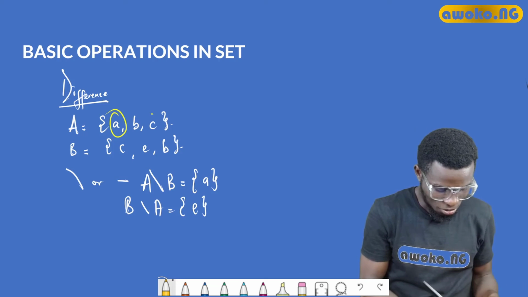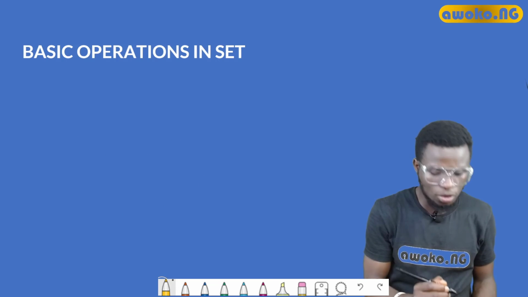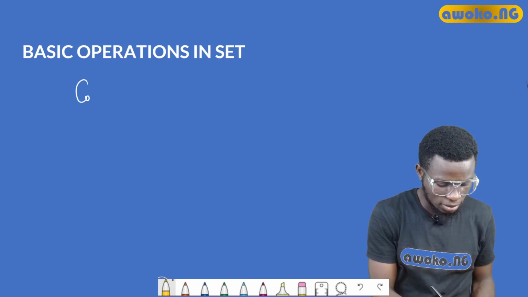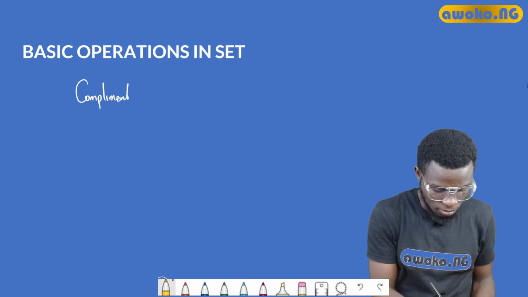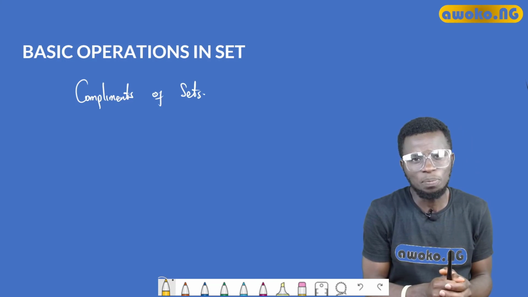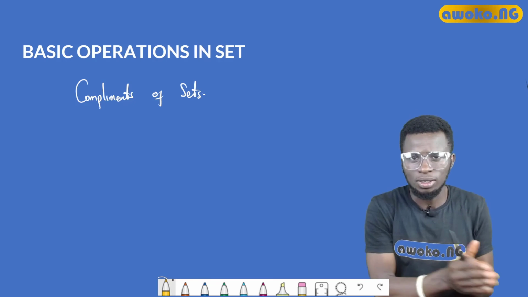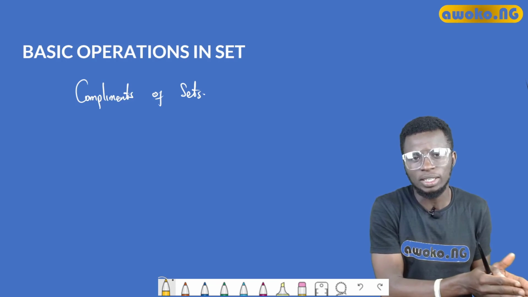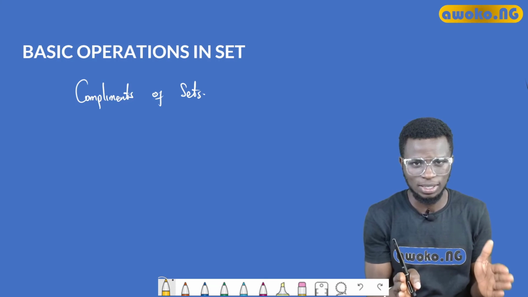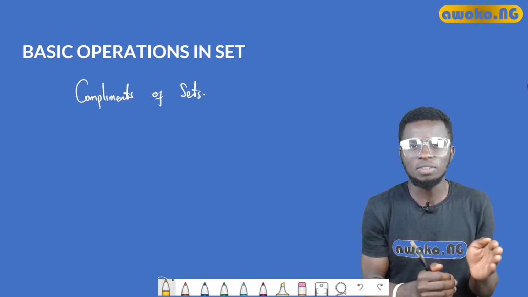So having said that, I would also like us to consider a particular operation in set which is called the complement of set. It's simply comparing a particular set to the universal set. The difference of sets that we just concluded was talking about comparing two sets, but complement compares a particular set to the universal set.